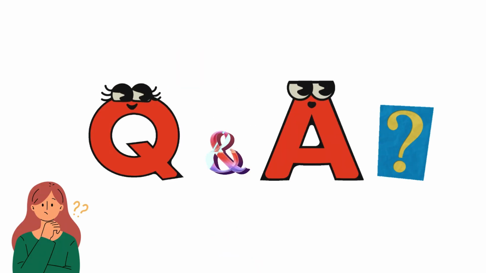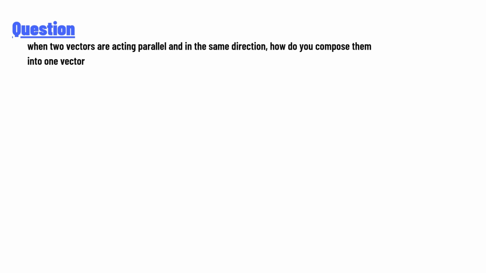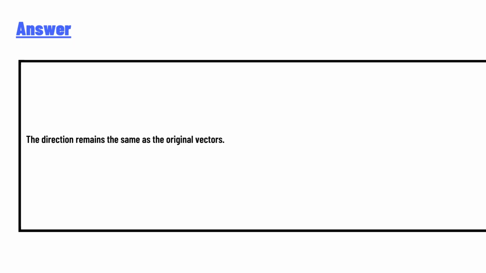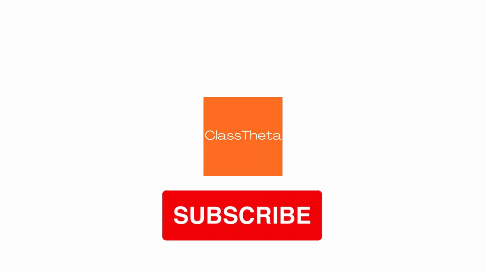So our today's question is, when two vectors are acting parallel and in the same direction, how do you compose them into one vector? The answer of the question is, the direction remains the same as the original vector. This is the correct answer of the question.